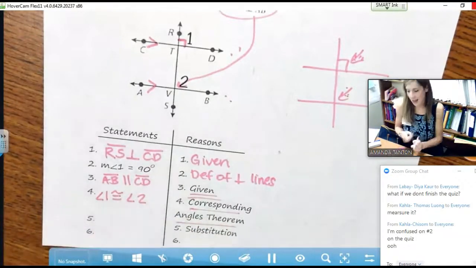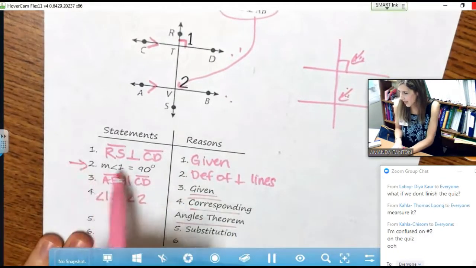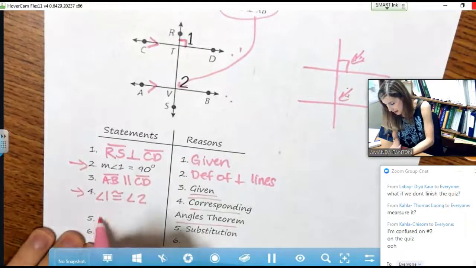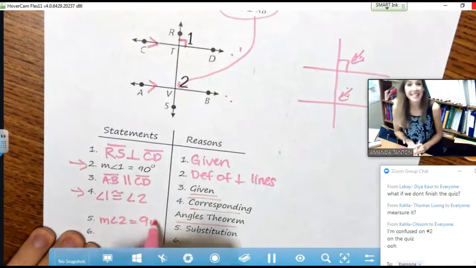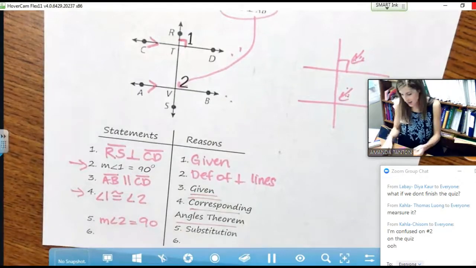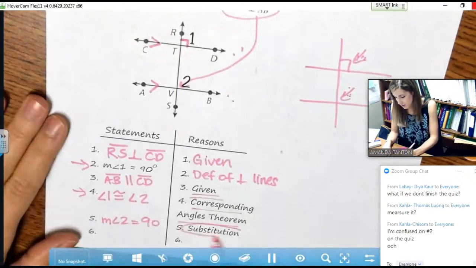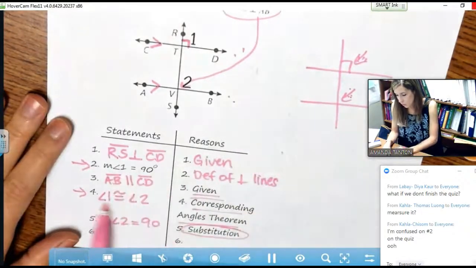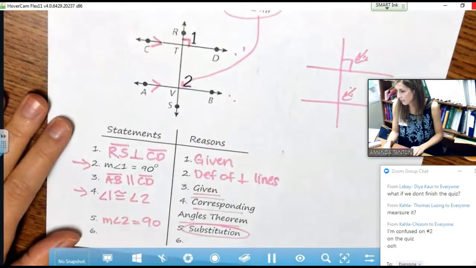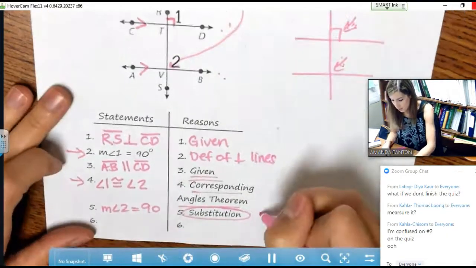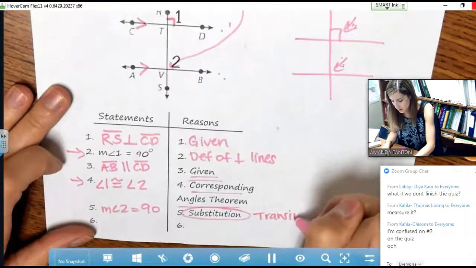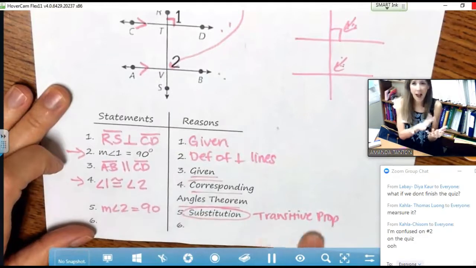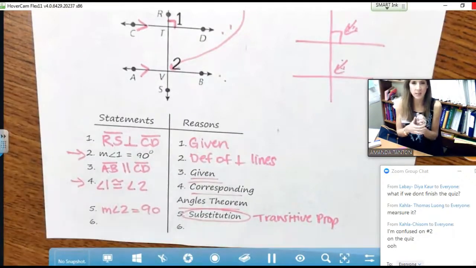Well, if angle 1 is 90, and angle 1 is congruent to angle 2, then don't you agree angle 2 is 90? Why is it 90? Because of substitution. I substituted out: angle 1 is 90, 1 matches 2, so angle 2 is 90. Sometimes people call this the transitive property. I just wanted you to know in case you saw it written that way. So I would have called it the transitive property, but the textbook said substitution.